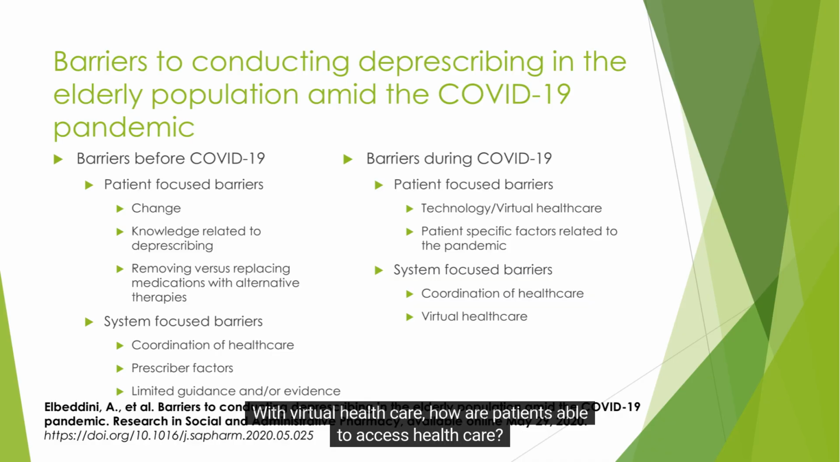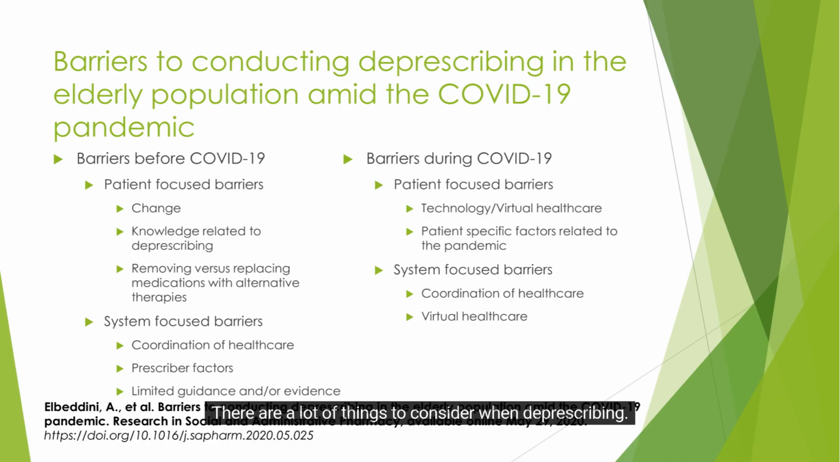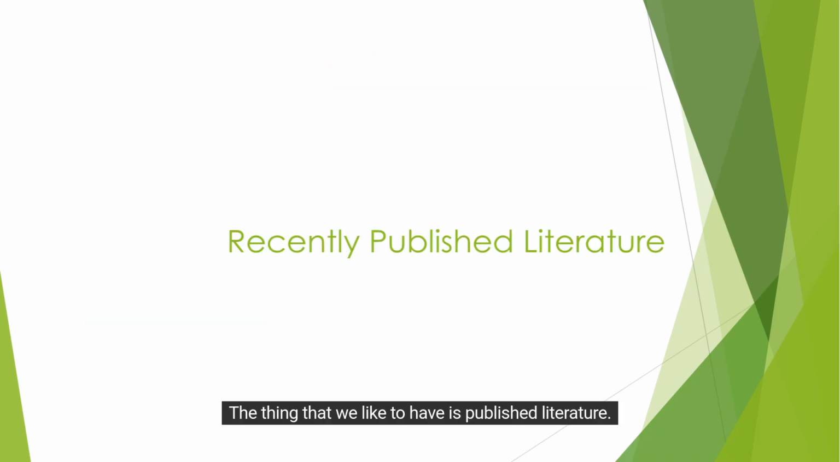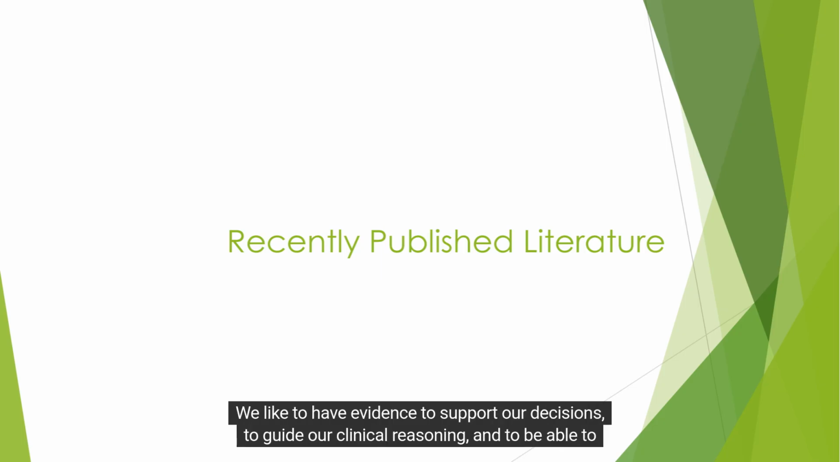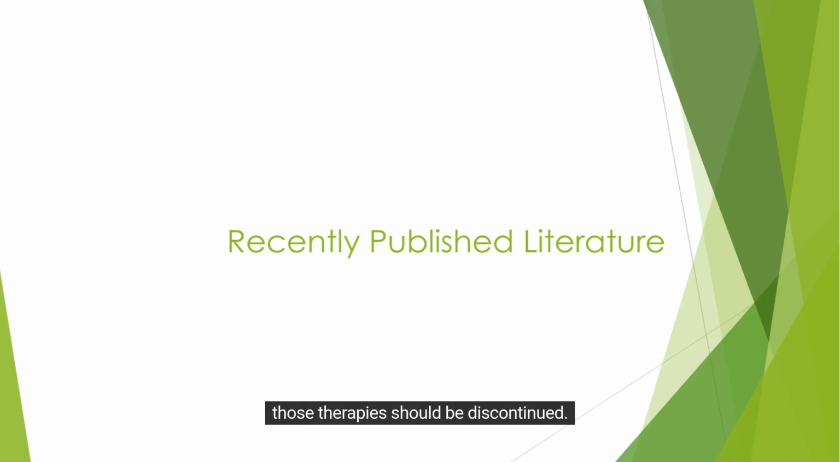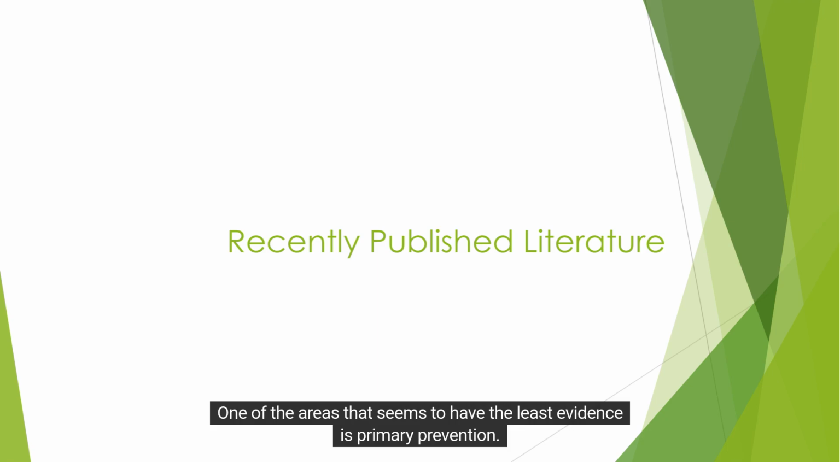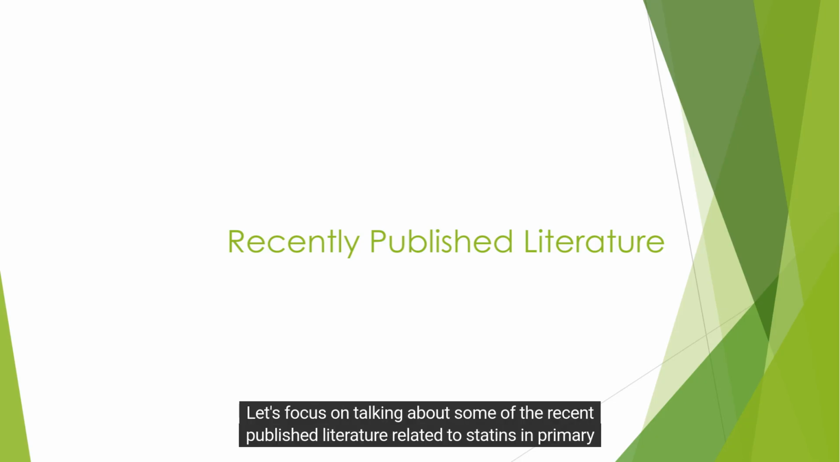With virtual healthcare, how are patients able to access healthcare? There are a lot of things to consider when deprescribing. The thing that we like to have is published literature. We like to have evidence to support our decisions, to guide our clinical reasoning, and to be able to rationally decide whether certain patients should be considered on or continued on therapies, or if those therapies should be discontinued. One of the areas that seems to have the least evidence is primary prevention. Let's focus on talking about some of the recent published literature related to statins and primary prevention.